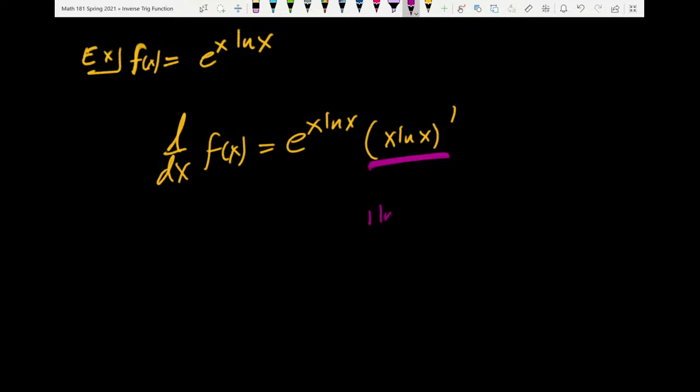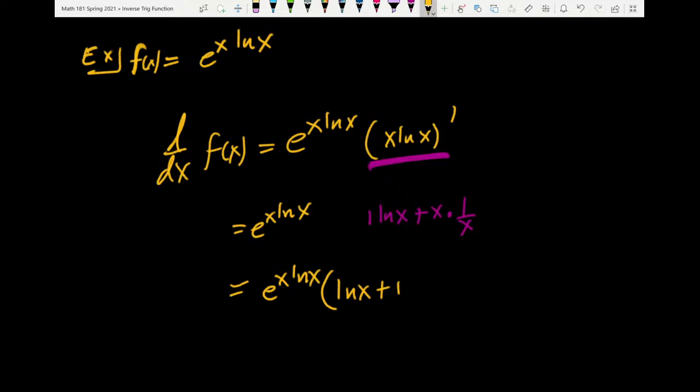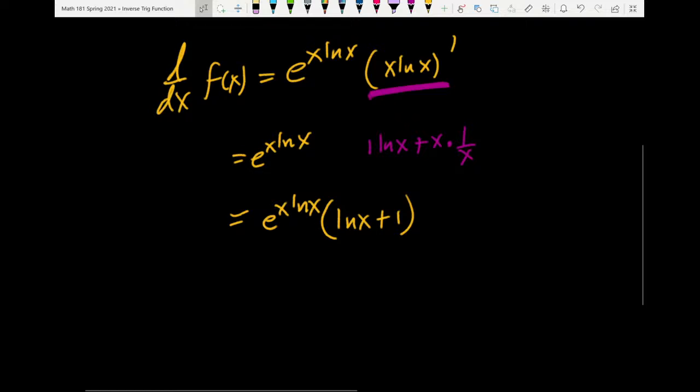1 times natural log of x plus x times 1 over x times 1. And we can simplify that, and you get e to the x times natural log of x plus 1. Okay, that was a hard problem.